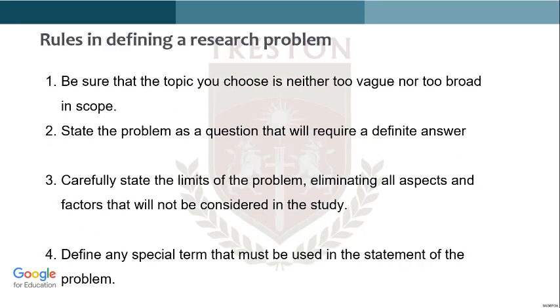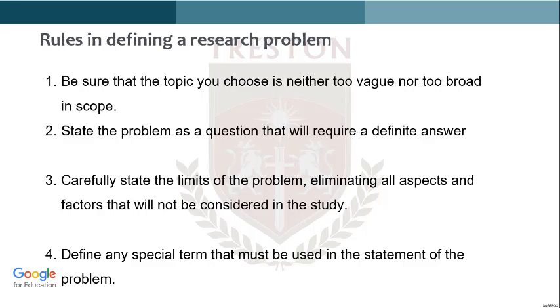So, rules in defining a research problem. Be sure that the topic that you choose is neither too vague nor too broad in scope. Meaning, if it's too broad, you would have a hard time doing the research, especially if your research period is just a short time. So you have to narrow your topic down. Even if it's a good topic, if it's broad enough, then you will not be able to finish it, and it would be hard for you to provide a sound conclusion.